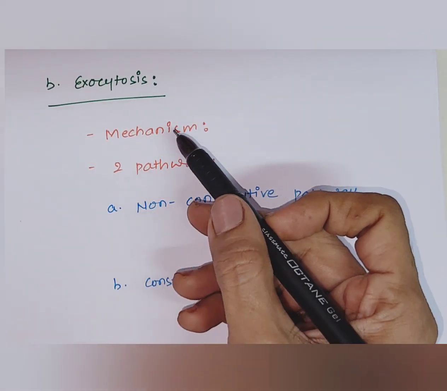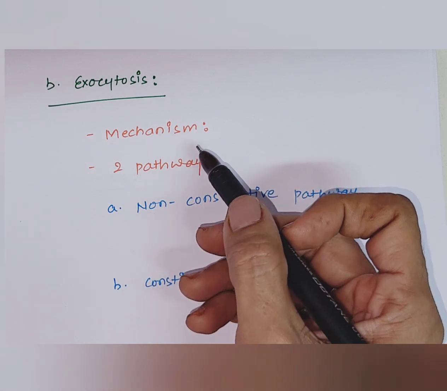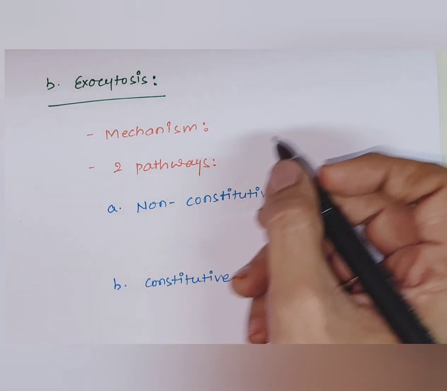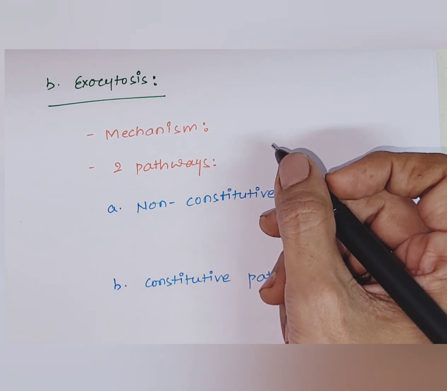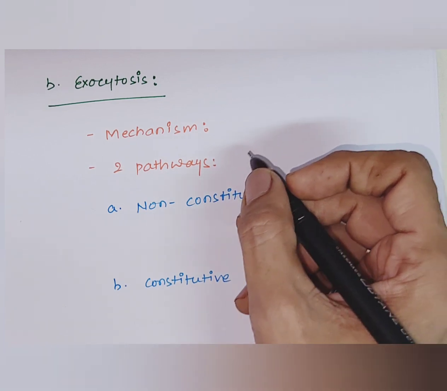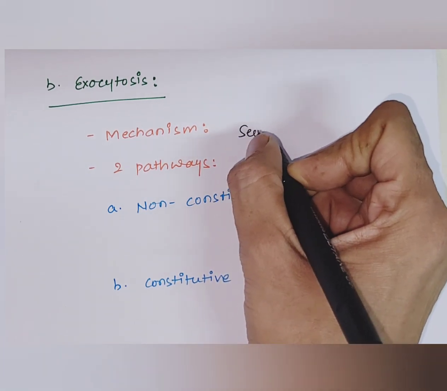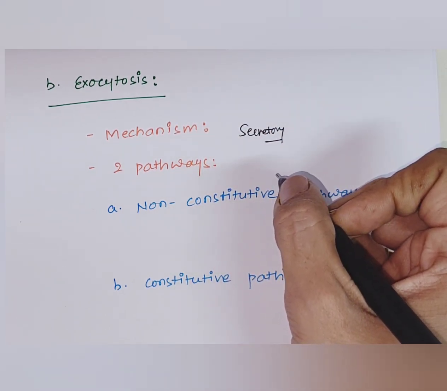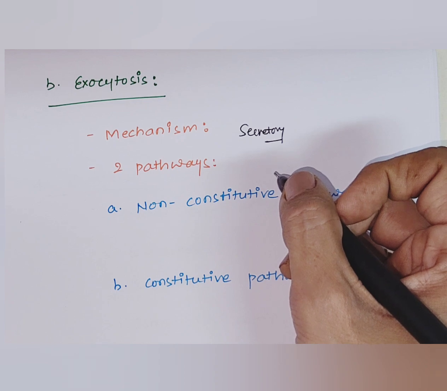Next is exocytosis. Here the substance moves outside the cell through the cell membrane. This is the reverse of endocytosis. Endocytosis means entry, exocytosis means exit, and it is present in the secretory cells. Secretory cells have secretory substances which will be excreted out. Now, what is the mechanism here?